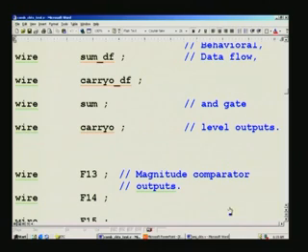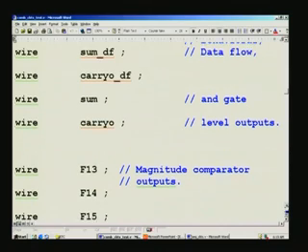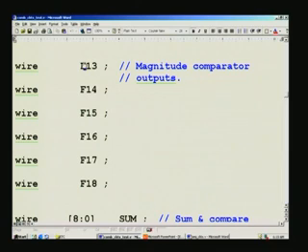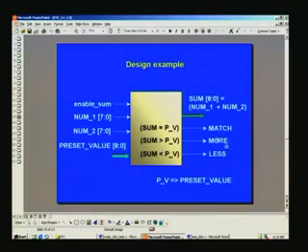You said why is an output termed as wire? Pardon? Why is an output termed as wire? Yeah. No, I am yet to say that, right. When we touch on the instantiation shortly, we will see that. We also had a magnitude comparator, and those outputs are F3 to F18 here, and that is as per this.